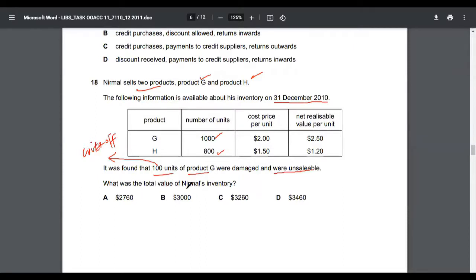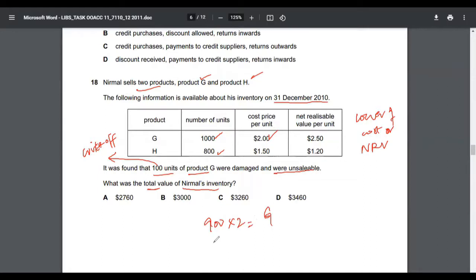What was the total value of Nirmal's inventory? We need to calculate the total value of the inventory. There's a rule for inventory: inventory is measured at the lower of cost or NRV, which is the net realizable value. So we need to first decide what would be the cost or the net realizable value for product G and H. The number of units for product G available is 900. The lower of cost or NRV is 2, so we take this for product G.